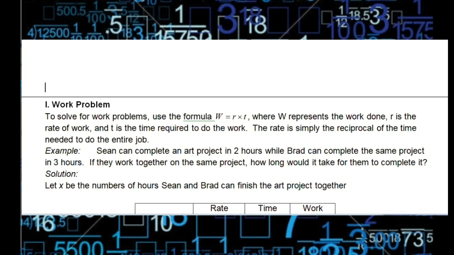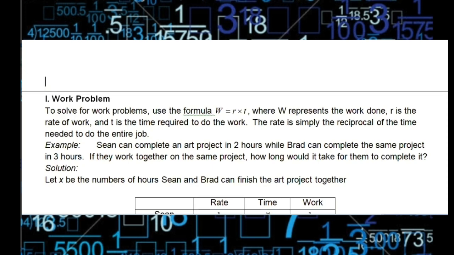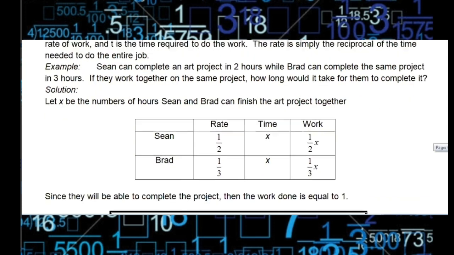Example, Sean can complete an art project in 2 hours, while Brad can complete the same project in 3 hours. If they work together in the same project, how long would it take for them to complete it? So, gaano daw ba katagal para matapos nila yung work? Pag mag-work silang sabay. So, yung rate ni Sean para makatapos ng work is 2. Rate ni Brad is 3 para matapos yung project.